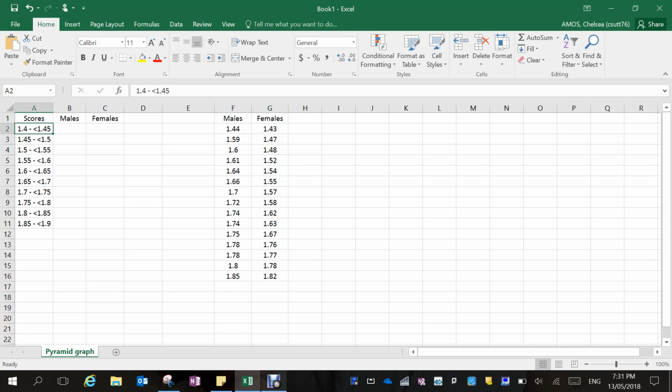As you can see on the left hand side, I decided to go from 1.4 all the way up to 1.9. We actually go up in 0.05. So we have scores of 1.4 to less than 1.45, 1.45 to less than 1.5, 1.5 to less than 1.55, and so on. The next step is to go through your data set and identify how many of each of those types sit in those rows.